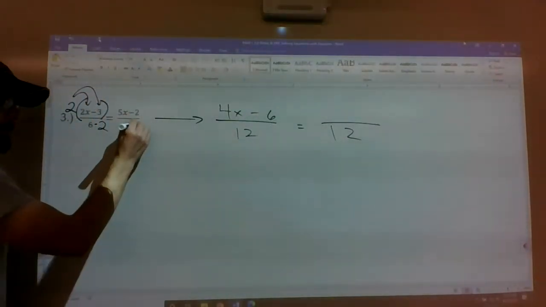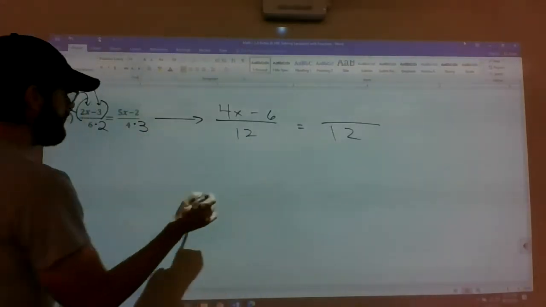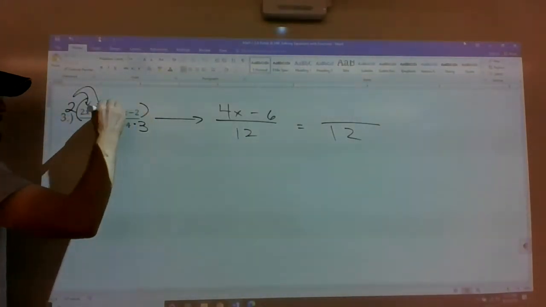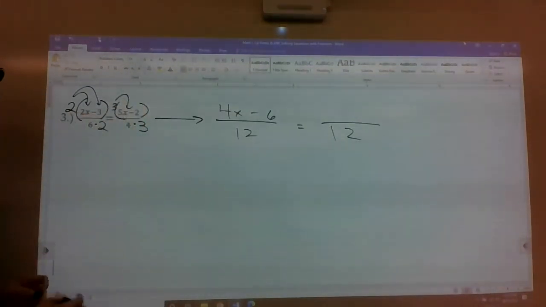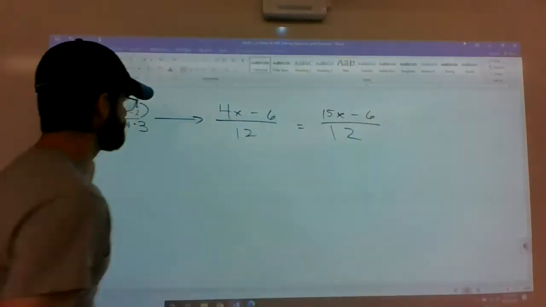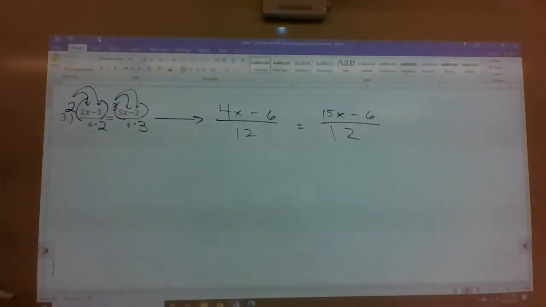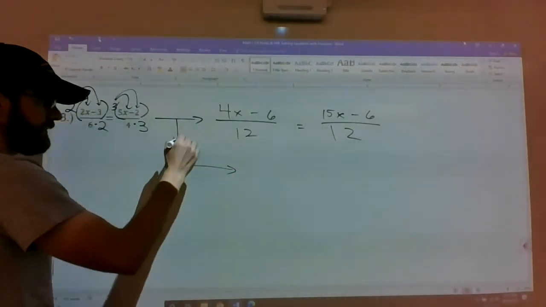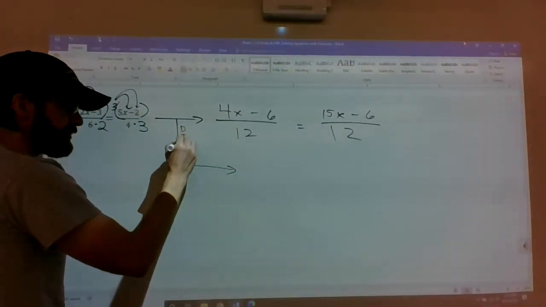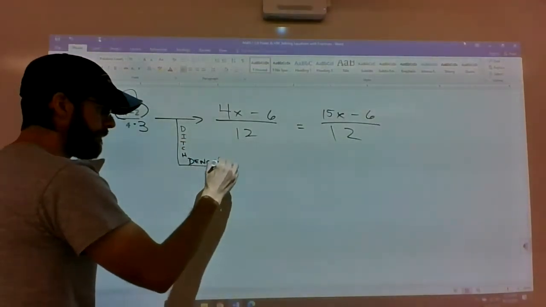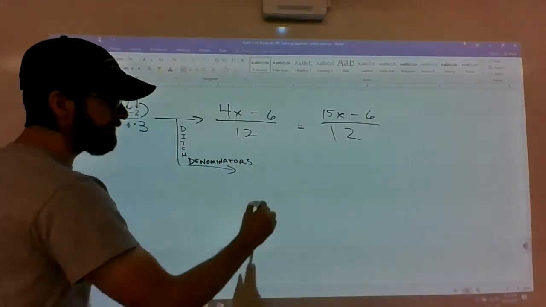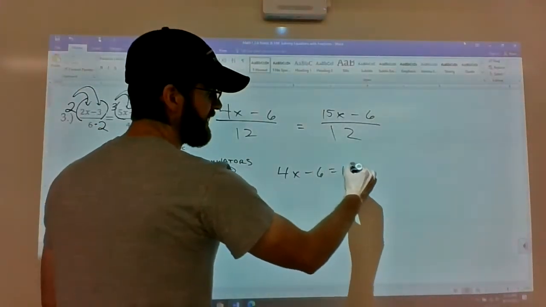I have to multiply this by 3 to get 12 on the bottom here. So I have to multiply the top by 3 to do that. So 3 times 5x is 15x. 3 times negative 2 is negative 6. This is where you ditch the denominators and solve. So you've got 4x minus 6 equals 15x minus 6.